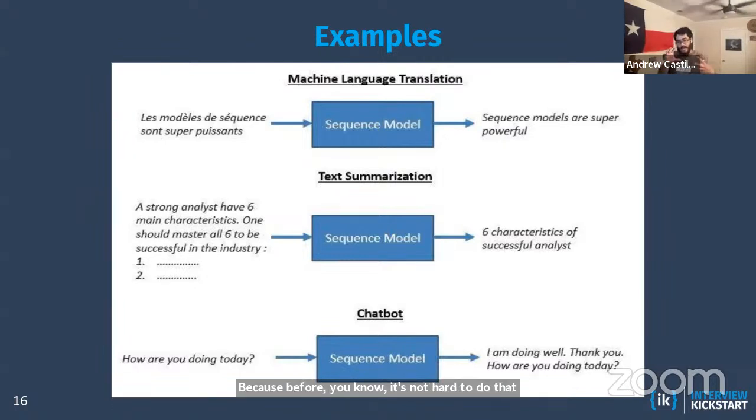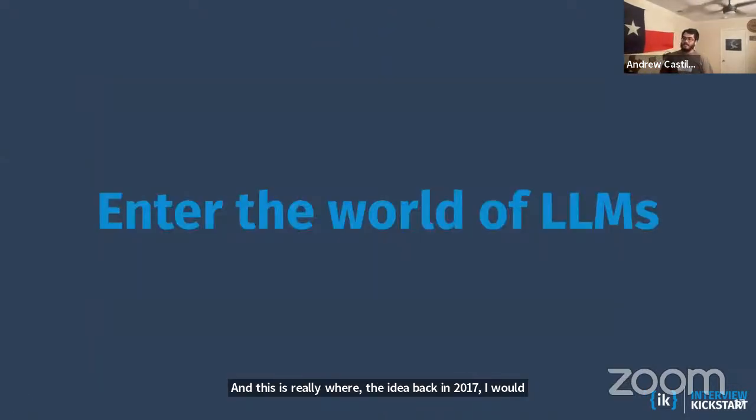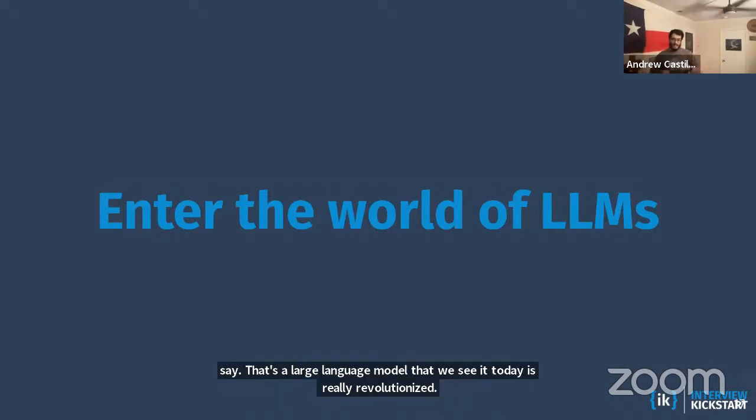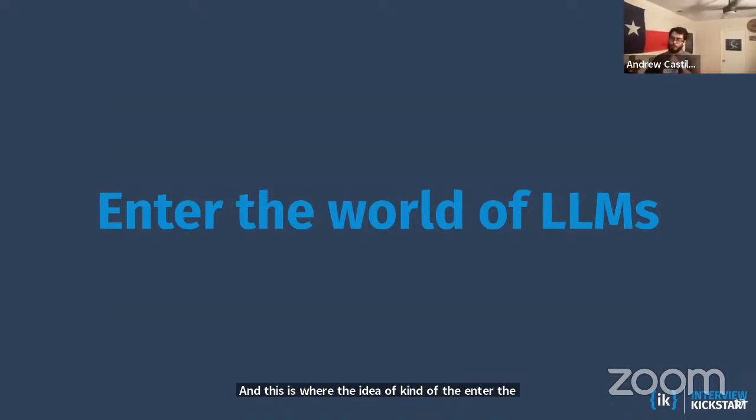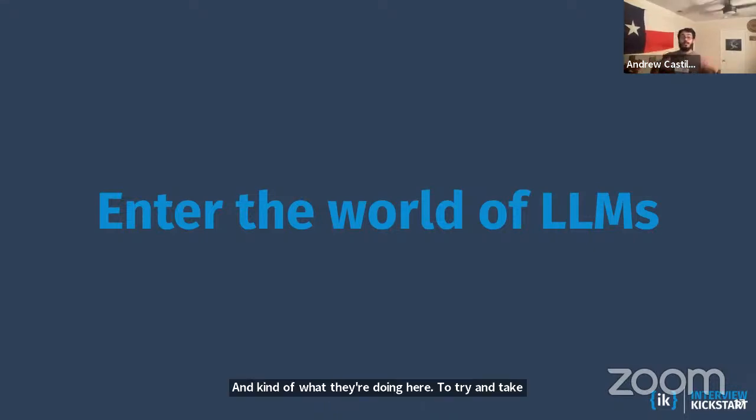Because there's too much information to unpack in that. And this is really where the idea back in 2017, I would say, of the large language model that we see today is really revolutionized. And this is where the idea of the entry of the world, as I call it, of LLMs, large language models, is where we're really gonna shine now. And to end the presentation, I'll talk about this for a second, about LLMs and what they're doing here, to try and take that information and uncompress it. That way we can do these tasks that we see.